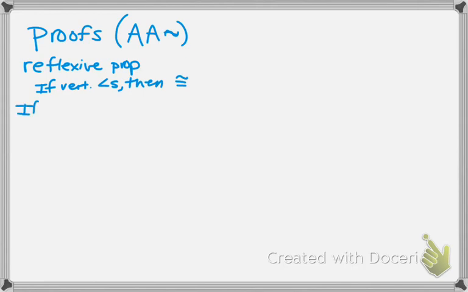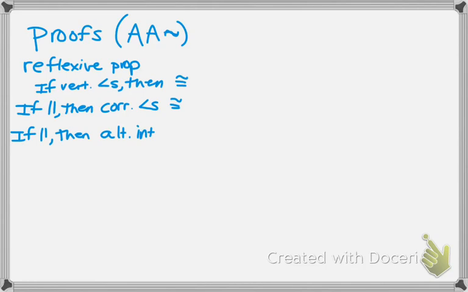We have if parallel, then corresponding angles congruent, or if parallel, then alt interior angles congruent. That's really the only options we're probably going to have. We got 4 to pick from.